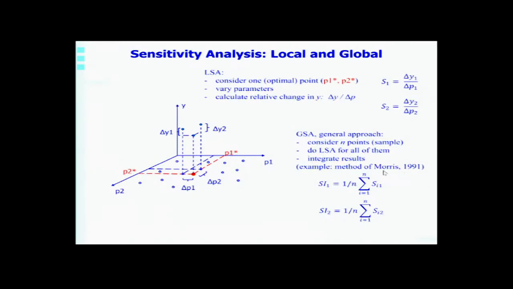For example, the method of Morris is widely used, where we consider endpoints, do local sensitivity for all of them, and integrate the results, for example, by averaging or using other means. Any questions about sensitivity analysis?